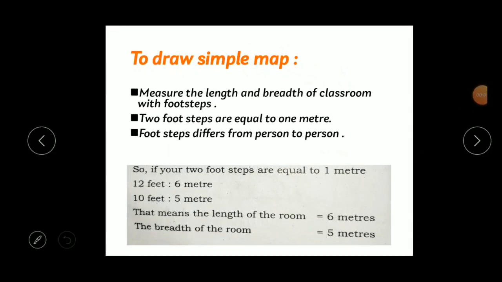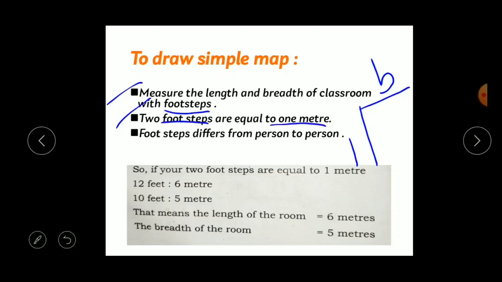To draw a simple map. Here we are going to see how to draw a simple map of your classroom or of your room. Okay, first what you have to do, measure the length and breadth of the classroom with footsteps. This is the length, okay, and this will be the breadth. So first we have to measure the length and the breadth of the classroom by using our footsteps. So next one, 2 footsteps are equal to 1 meter. So we'll consider that 2 footsteps are equal to 1 meter.